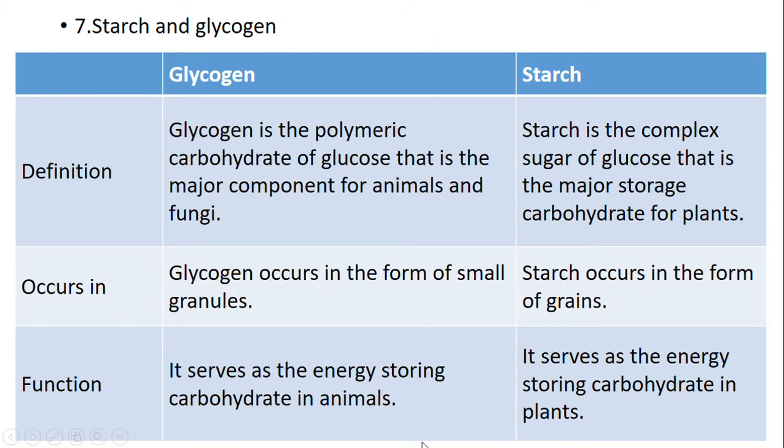Starch and glycogen. Glycogen is a polymeric carbohydrate of glucose that is the major storage component for animals and fungi. Starch is a complex sugar of glucose that is the major source of carbohydrate for plants. Glycogen occurs in the form of small granules. Starch occurs in the form of grains. Function: glycogen serves as the energy storing carbohydrate in animals, but starch serves as the energy storing carbohydrate in plants.